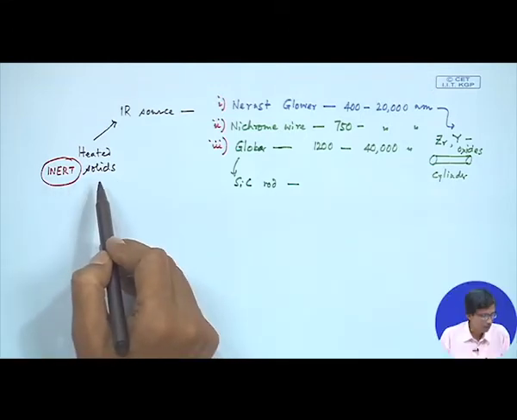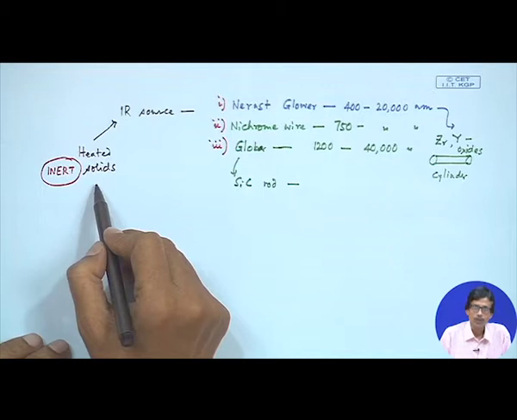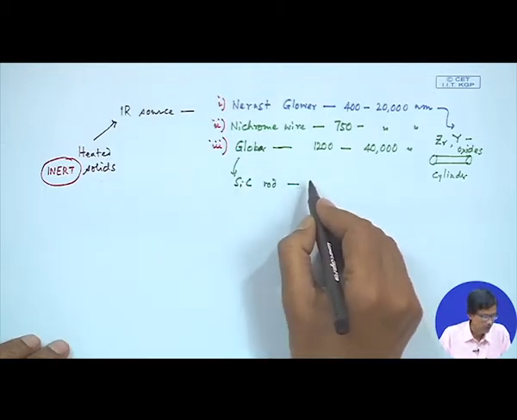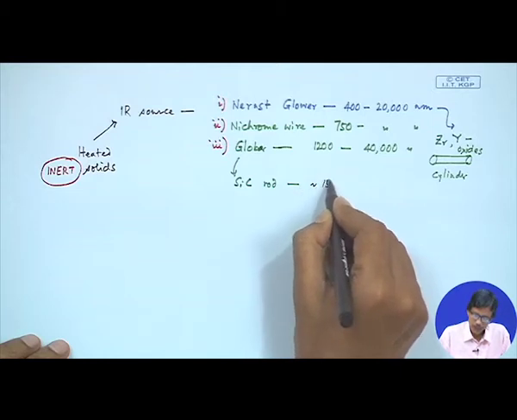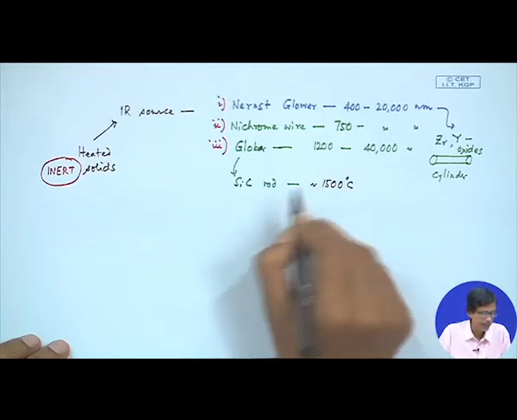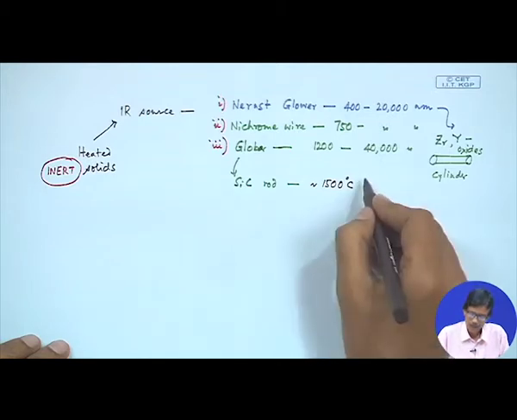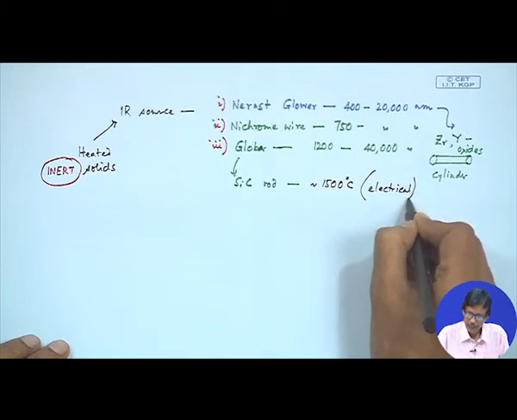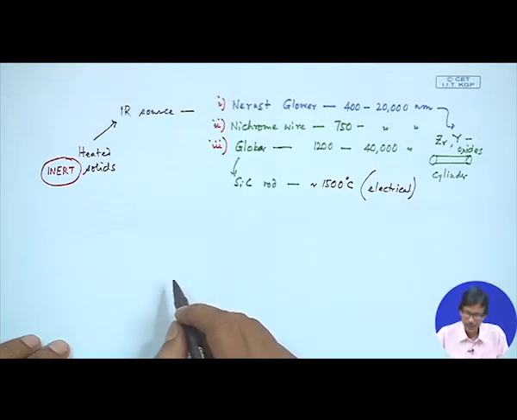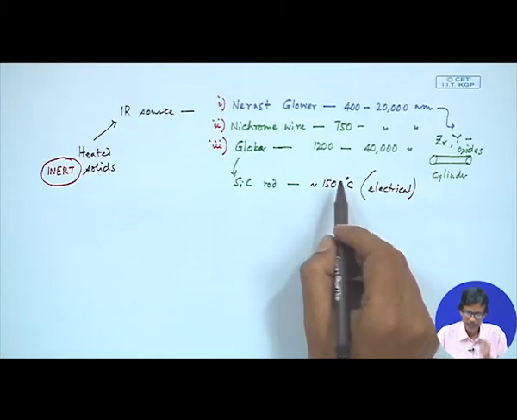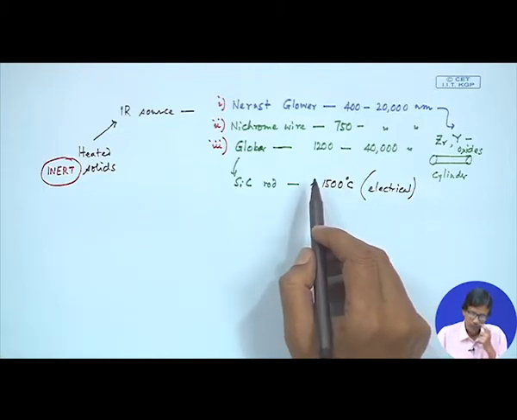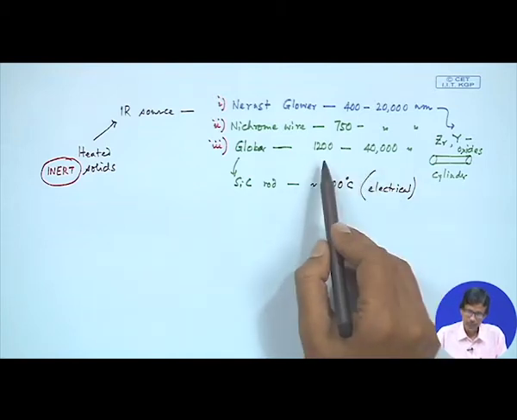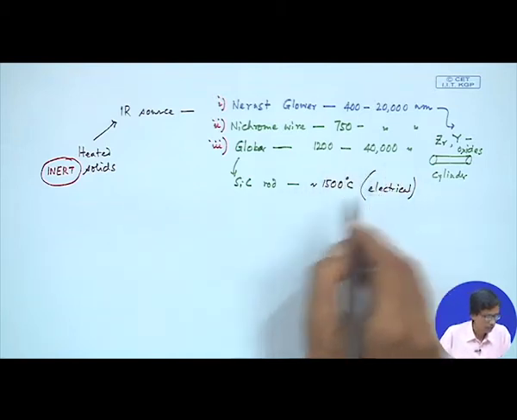So, how it will work is, the very simple idea is that a heated solid is used. At what particular temperature should we heat it? We should heat it to 1500 degree centigrade, by passage of electrical energy. If we heat it electrically up to 1500 degree centigrade, it will glow. That glowing solid silicon carbide rod can give rise to the radiation in this particular range.